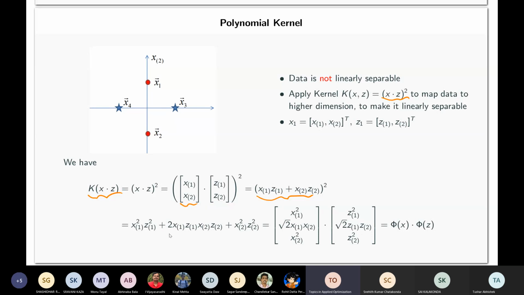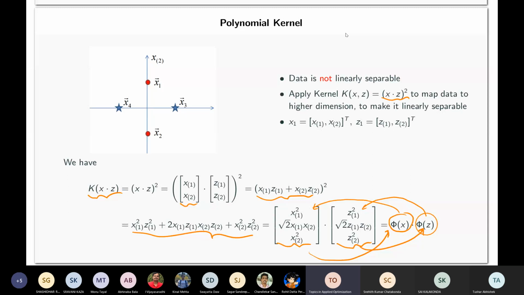If we further expand this square, we get this term, and now we can write it back as a dot product, and we can identify these as the feature phi x and these as the feature phi z. So after mapping x by phi, I get this, and after mapping z by phi, I get this. So this acts like a phi function that I was actually looking for. So what we are doing here is reverse engineering in some sense.